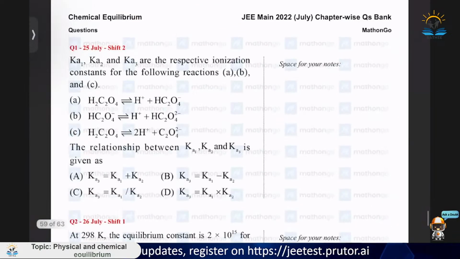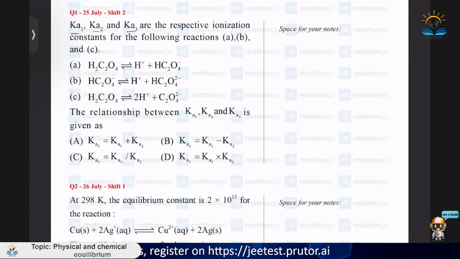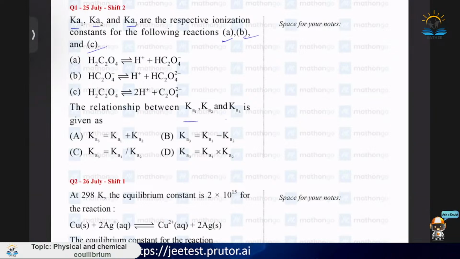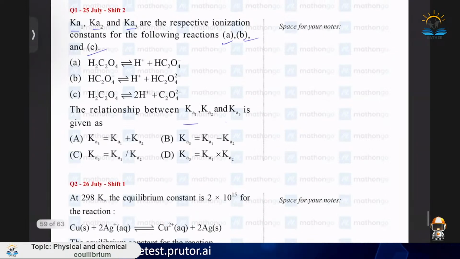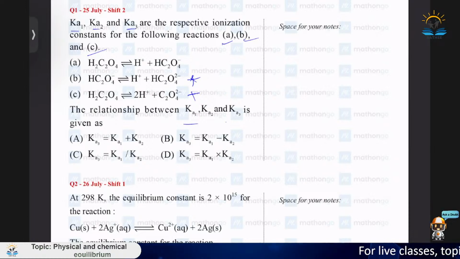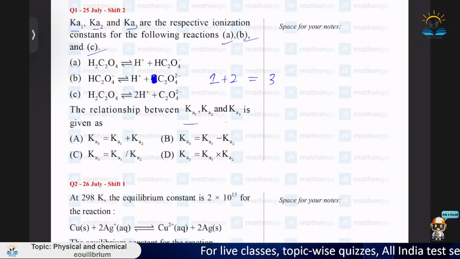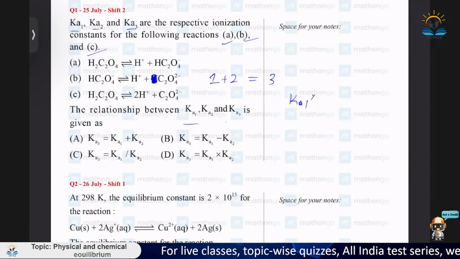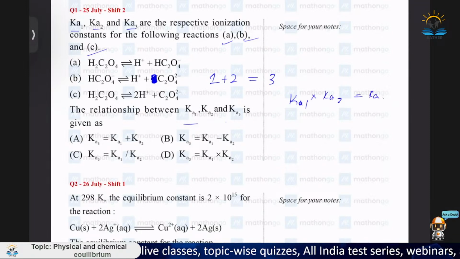We'll solve this. This is the Ka1, Ka2, Ka3 for the respective ionization constants of A, B, and C. They've asked for the relationship. So if we add all these reactions together, firstly, this is the reaction. There has been a little bit of mistake. So if we add 1 plus 2, we will get 3. We know this. So K1 into K2 is equal to Ka3.